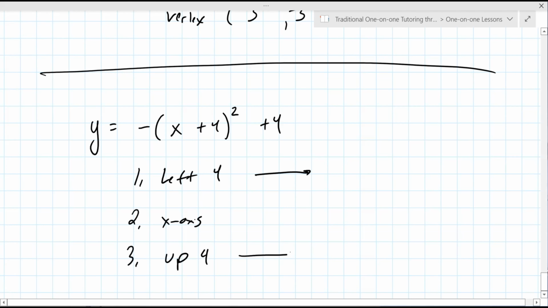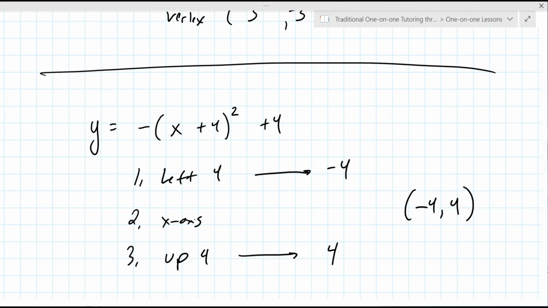Good. So what does left 4 correspond to at the vertex? It corresponds to -4. Yes. And then +4. So your vertex is -4 and +4. Good. Okay, so we're going to go back to the graph and the last transformation.